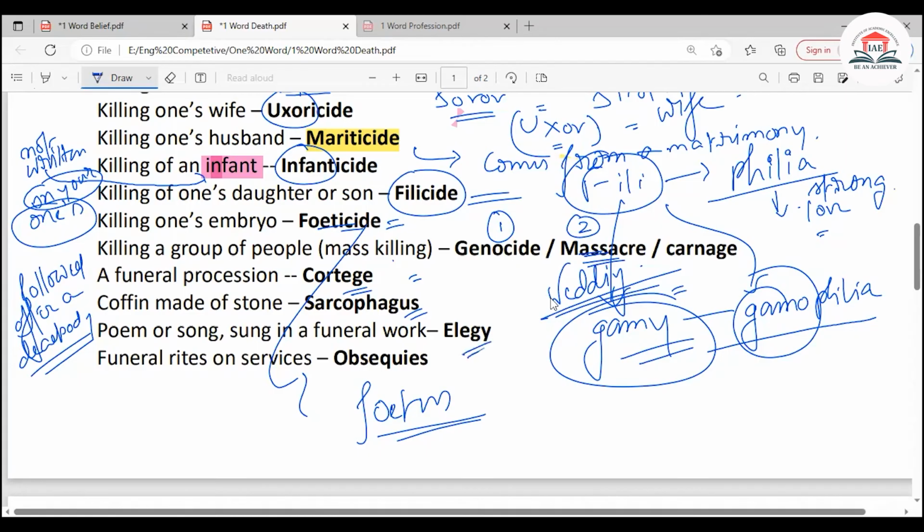Next, elegy. Elegy is a word that those who are students of literature or language must know. Elegy, E-L-E-G-Y. Poems or songs sung at a funeral. Okay, that is called elegy. This is a word for elegy.